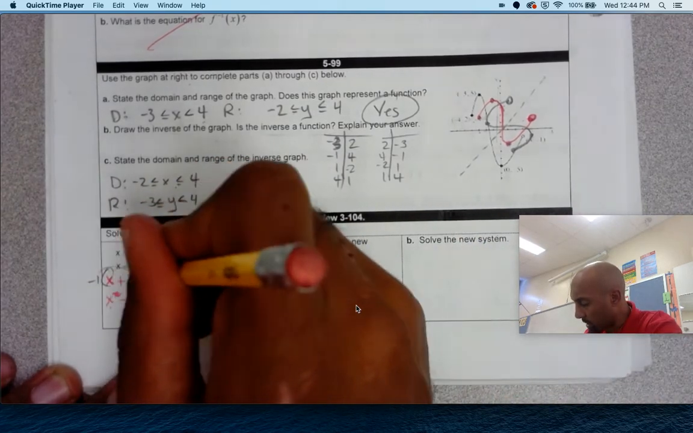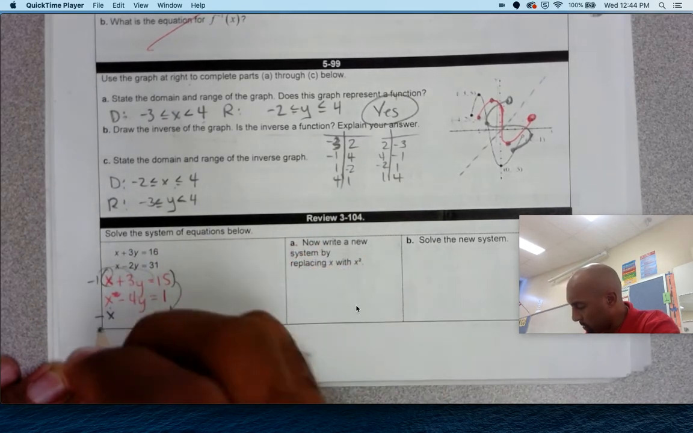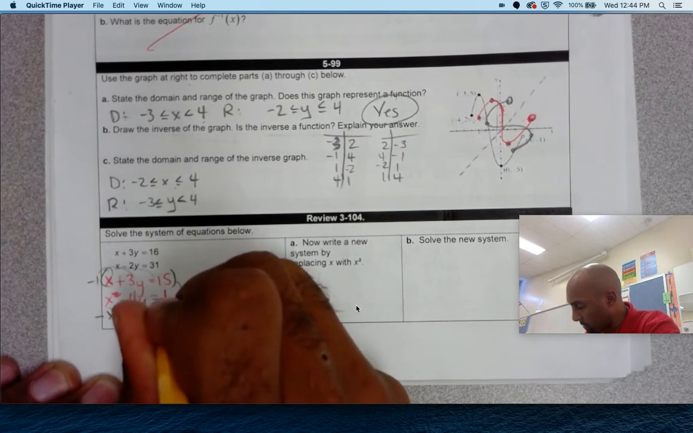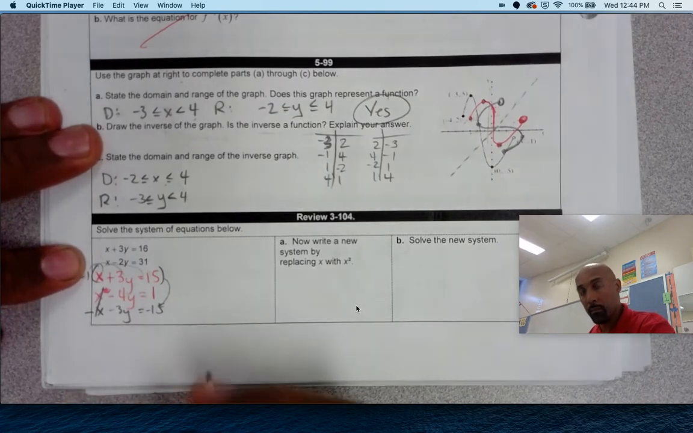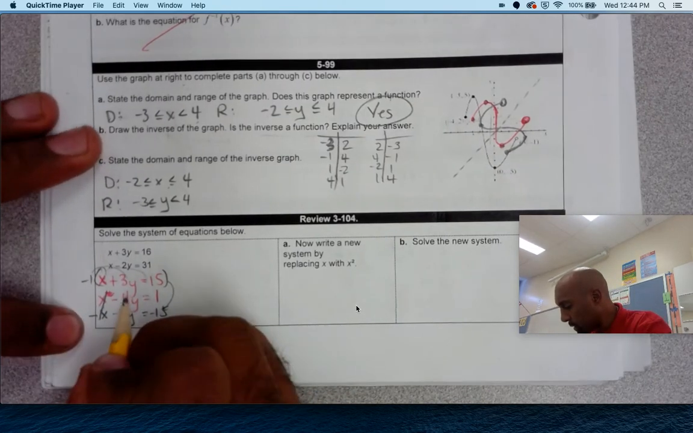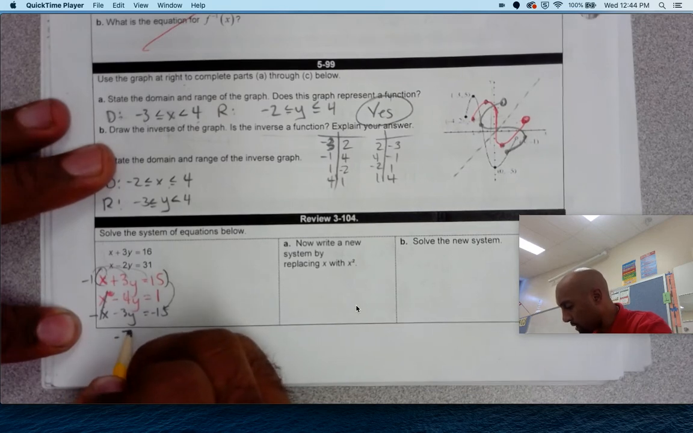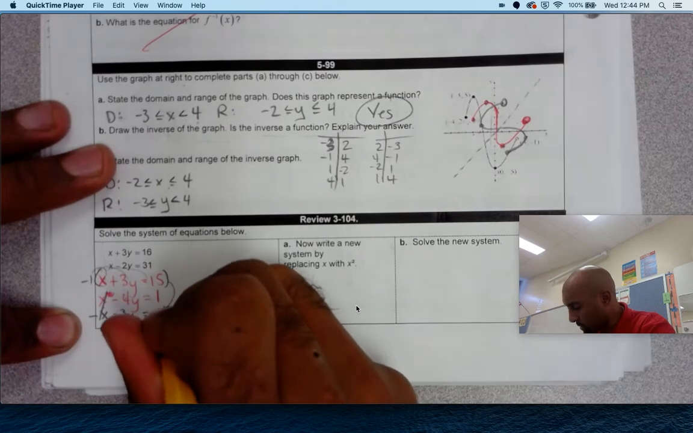So I distribute that -1 to every term. I'm going to basically bring it down here. So -x, then -3y, then -15. Okay, that cancels: x minus x. And then -4y minus 3y is -7y. And then 1 minus 15 is -14.